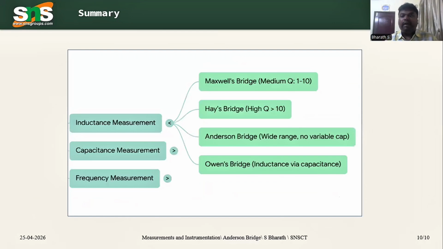Coming to the summary, the final part of the video: we have seen various types of inductance measurement, and this is Anderson's bridge, where we measure the inductance with the help of the capacitance. We get the formula using the bridge balance condition, and we derive the expression for inductance.